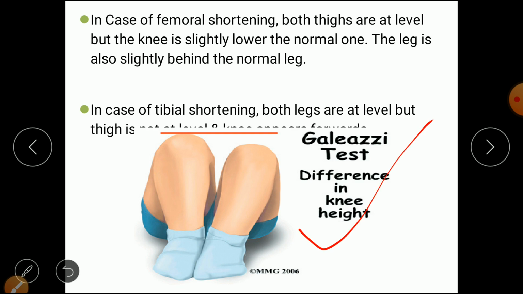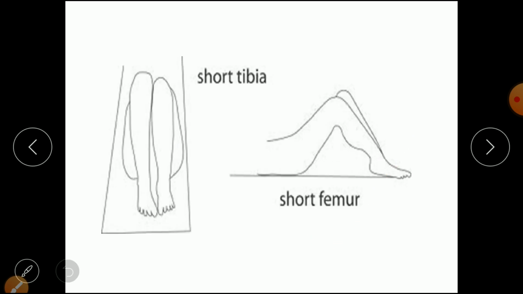So this is the Galeazzi method. See here, this is short tibia and this is due to short femur.